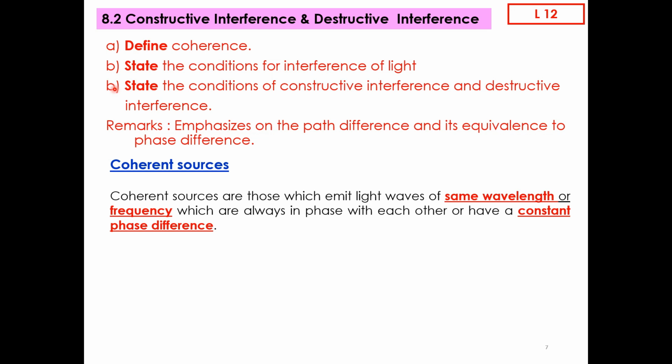Okay, what is a coherent source? Coherent sources are those which emit light waves of the same wavelength or frequency, which are always in phase with each other, or have a constant phase difference. Remember, coherent sources emit light with the same wavelength or frequency, always in phase with each other or with a constant phase difference.